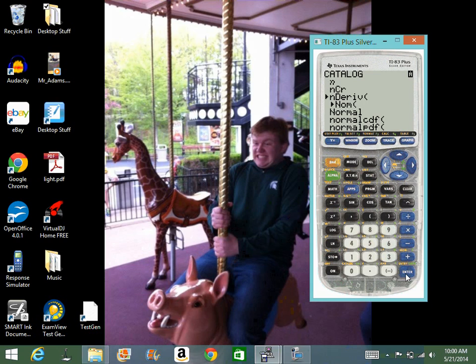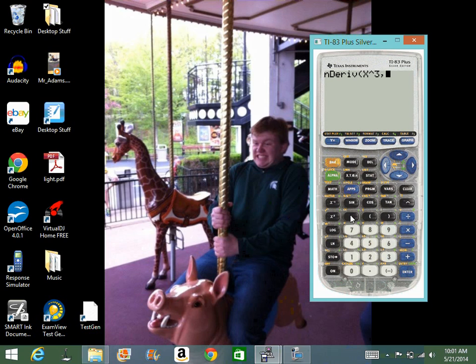Now that I'm in the N portion of the catalog, I'm going to go to nDeriv. Now this is a tricky thing because the first thing we need to do is enter in the function. The original function that we want to find the derivative of is x cubed, or x raised to the third power. Keep in mind that your calculator is like a computer and it runs on a program, but it's not a sophisticated program like a real computer that you guys are used to. So first thing I have to do is enter in the function. Then I'm going to hit a comma.